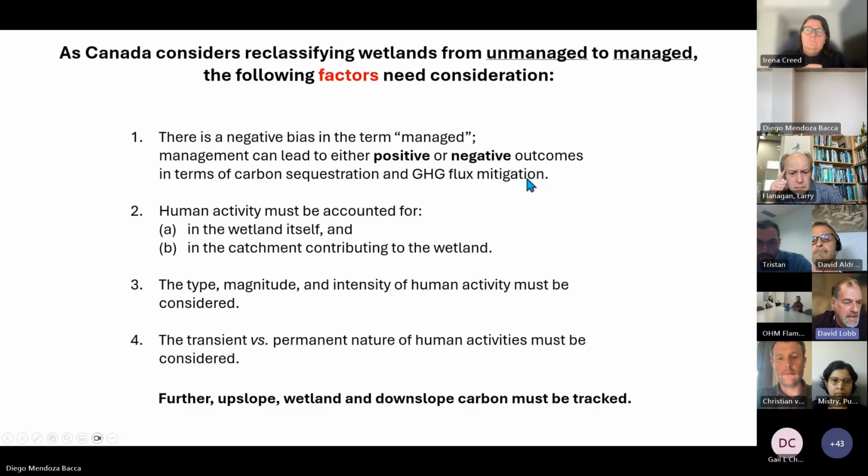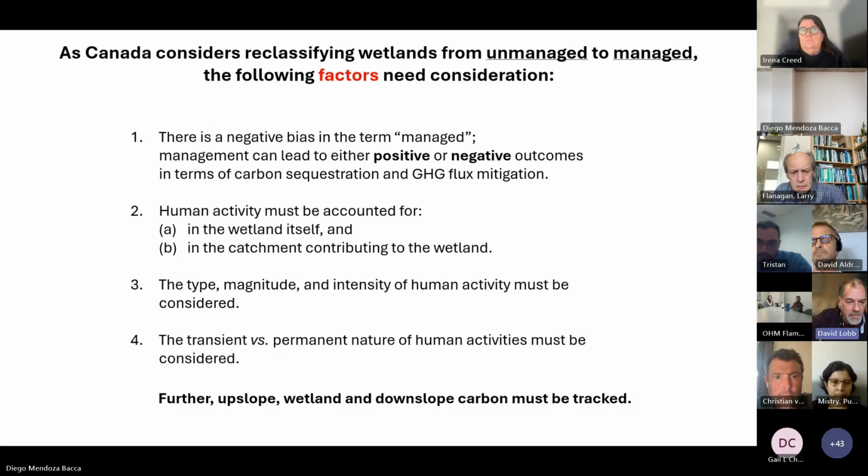Two, human activity must be accounted for in the wetland itself and in the catchment contributing to the wetland. And three, the type, magnitude, and intensity of human activity must be considered. Number four, the managed state could be transient or permanent. For example, the organic carbon stock in a managed wetland can recover to the level of an unmanaged one, but according to the IPCC, once a wetland is managed, it stays wetland, presumably because the effects of management are presumed to persist indefinitely.